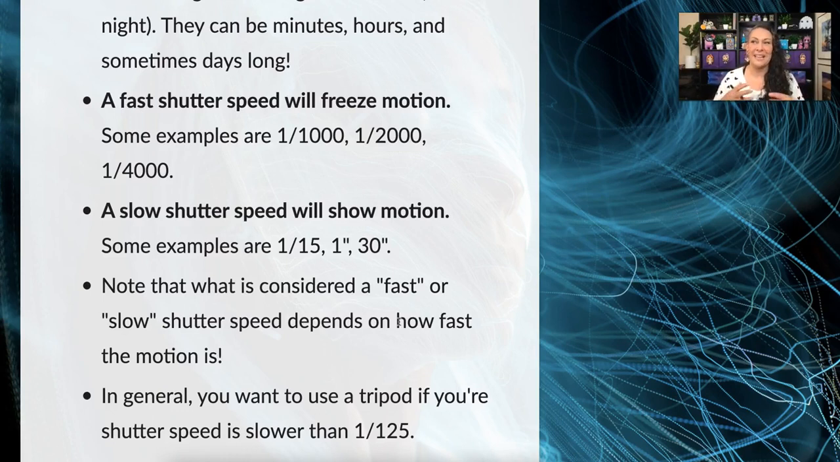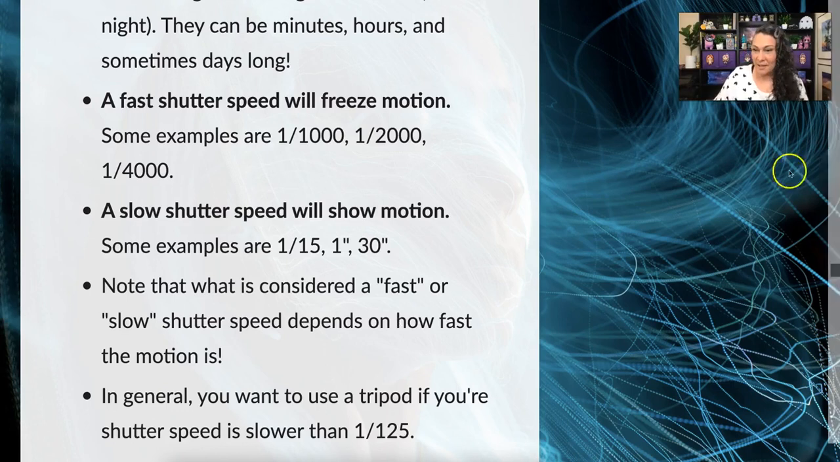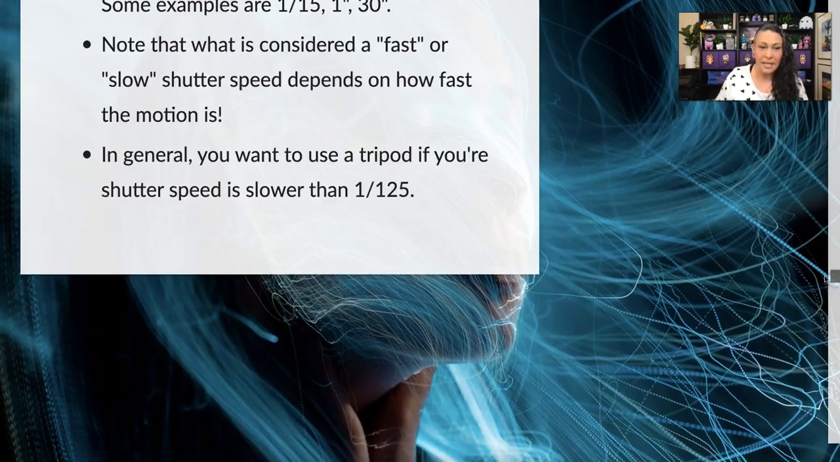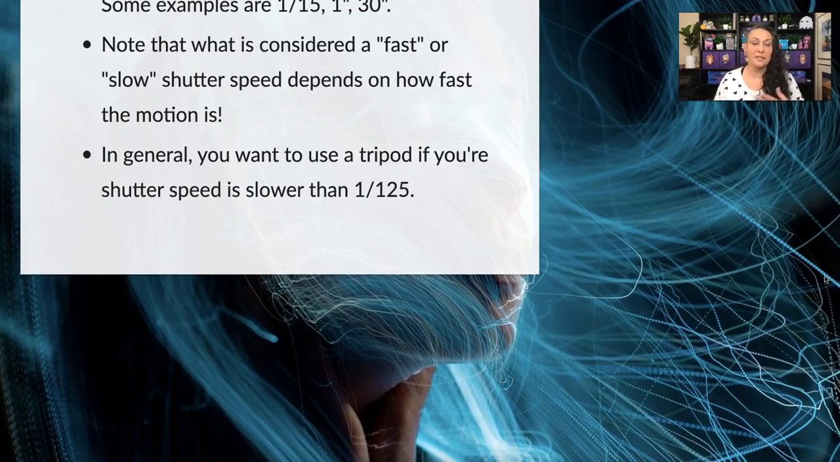There's not a one size fits all type of setting. I can't tell you that every time you photograph a cat, you're going to use 1/200th of a second to freeze it in motion. It just depends on how fast that cat is moving. In general, you want to use a tripod if you're using a shutter speed that's slower than 1/125th of a second. Now, some people will disagree.